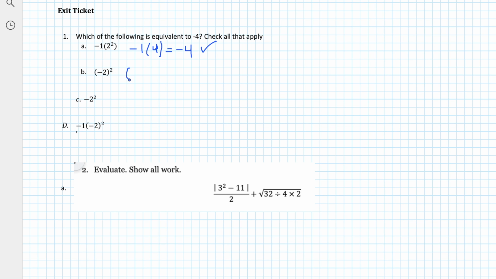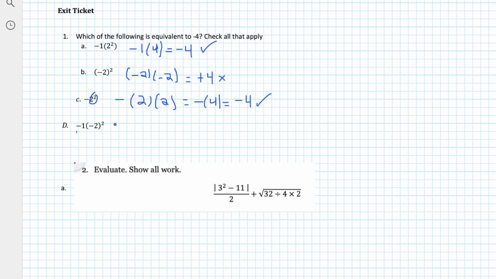Negative 2 squared, I know that is negative 2 multiplied by itself. Therefore, it's positive 4. So that's a no-go. Negative 2 squared, well, I know 2 is being squared, not the negative, as opposed to before. So it's negative times 2 times 2. Therefore, 2 times 2 is 4, and negative times 4 is negative 4. Good, that's the equivalent of what I want.